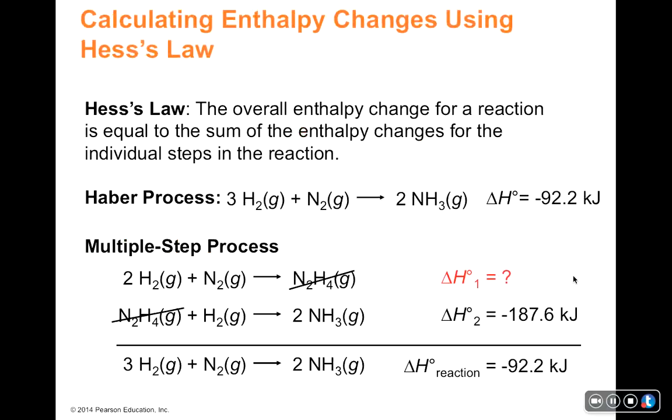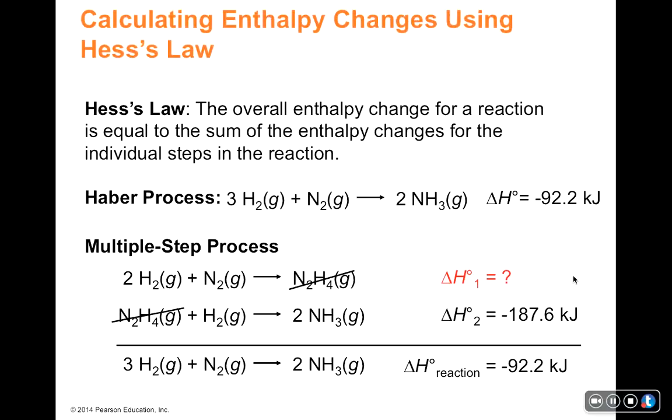So here it is. Hess's law says that we can calculate an overall enthalpy change for a reaction by summing the enthalpy changes for individual steps of the reaction. You actually used this when we did the Haber process before. I can't remember what chapter that is off the top of my head, but we used this law in order to calculate the net energy of the reaction. So we're doing the same thing here.